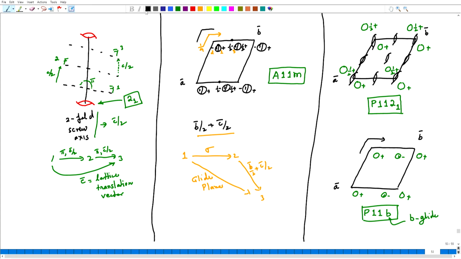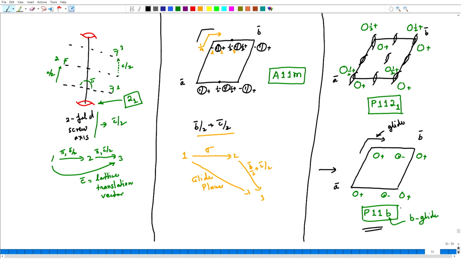In an earlier lecture we had introduced a glide plane of this kind, where the glide is represented by this symbol. It starts out like a mirror, and then this arrow indicates that the glide direction is the B direction, and the glide magnitude will obviously be, since B is a lattice translation, B by 2, and this particular space group was referred to as P 11B.